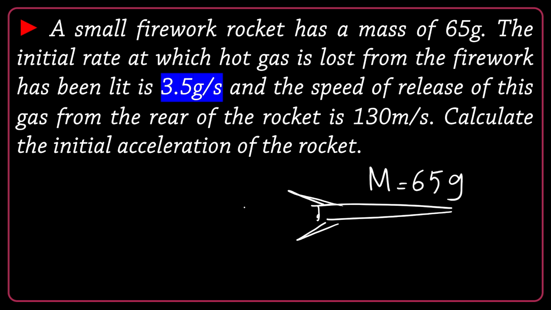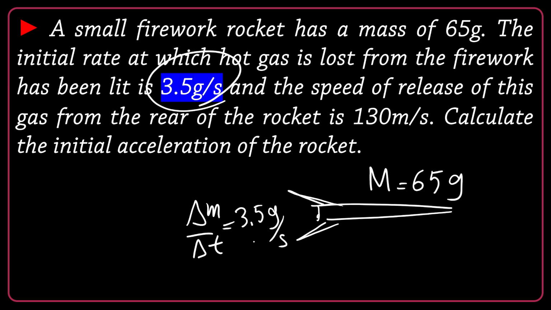What does it mean? Here I have delta m over delta t, which is given to be 3.5 grams per second. Later I will convert it to SI units. And the speed of the gas pushed out is 130 meters per second. These are the available data. Calculate the initial acceleration of the rocket.